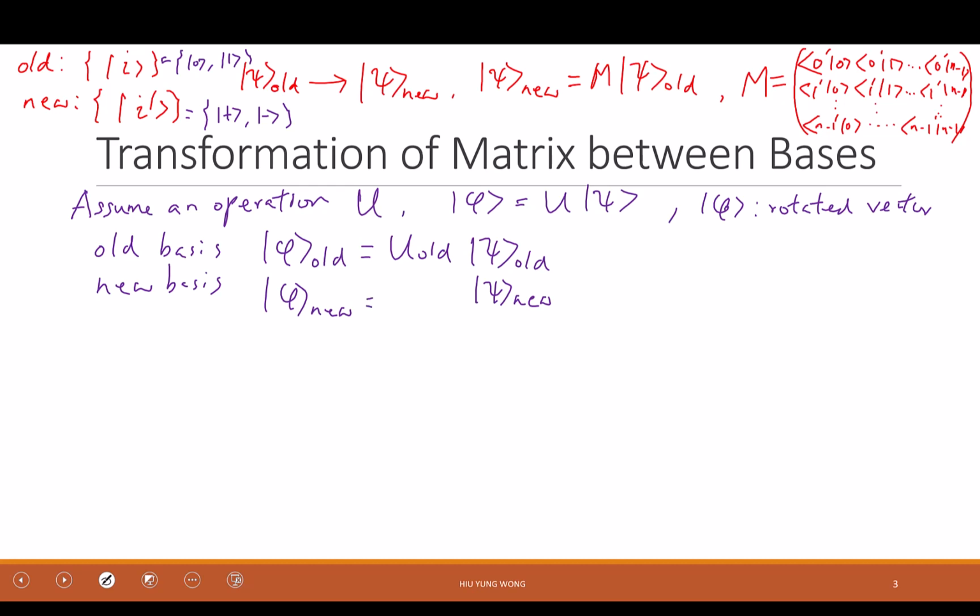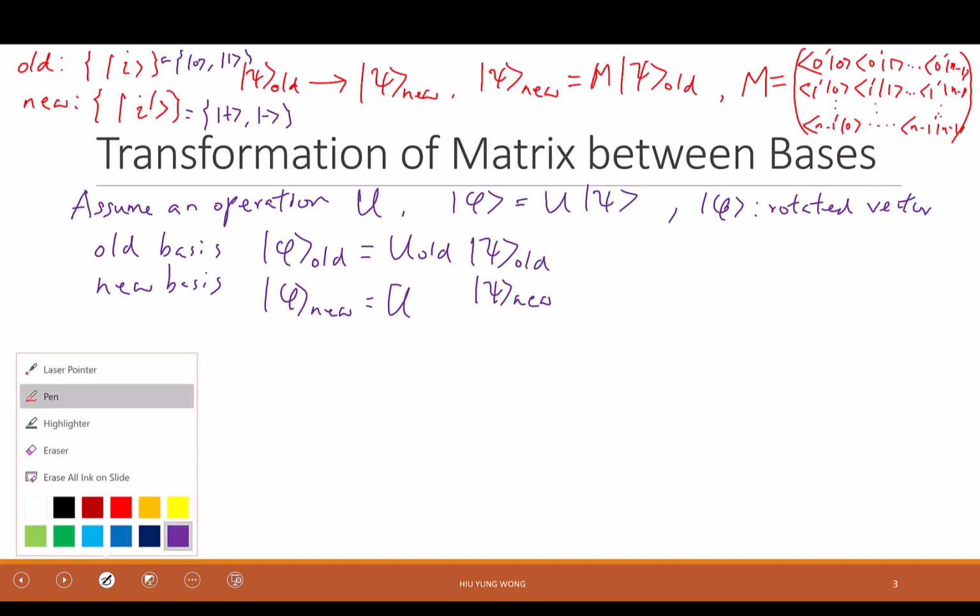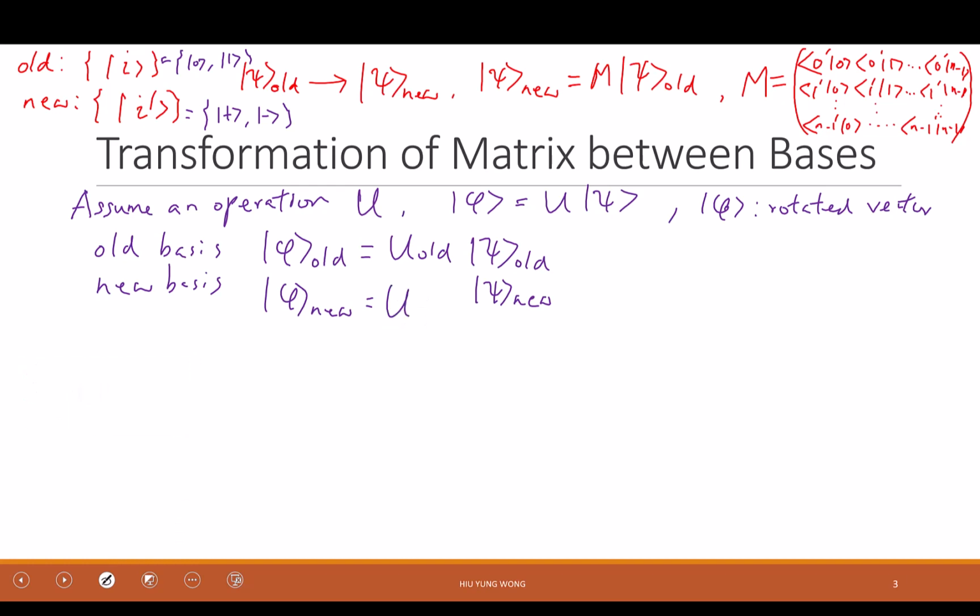And the matrix is still there. The matrix should still be there, right? Isn't that so? Because this is the same operation. I'm just looking at it in different coordinates, different bases, right?